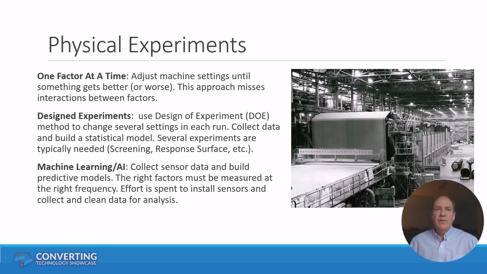And to build a good model, usually multiple types of experiments have to be run. First, you have to determine through screening which factors are even important, and then there can be things like response surface models that zero in on the most important factors to build the best predictive models. And then, of course, now with the advent of lower cost sensors and lower cost data storage, and the rise of algorithms in machine learning and artificial intelligence, now there's even more opportunity to build predictive models based on large amounts of data.